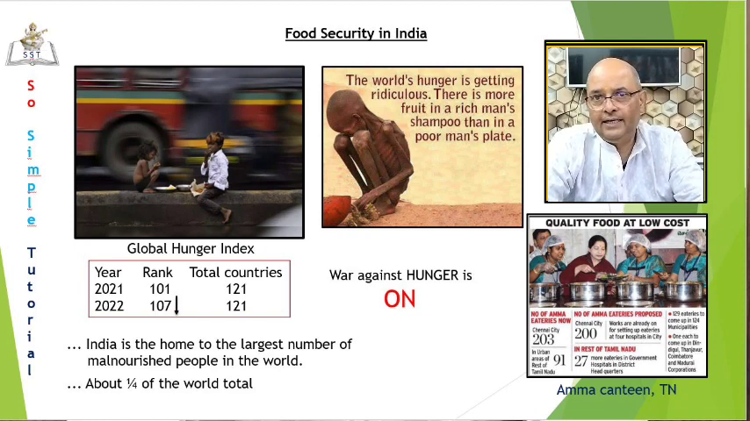Another study says that India is the home to the largest number of malnourished people in the world, about one quarter of the global total.